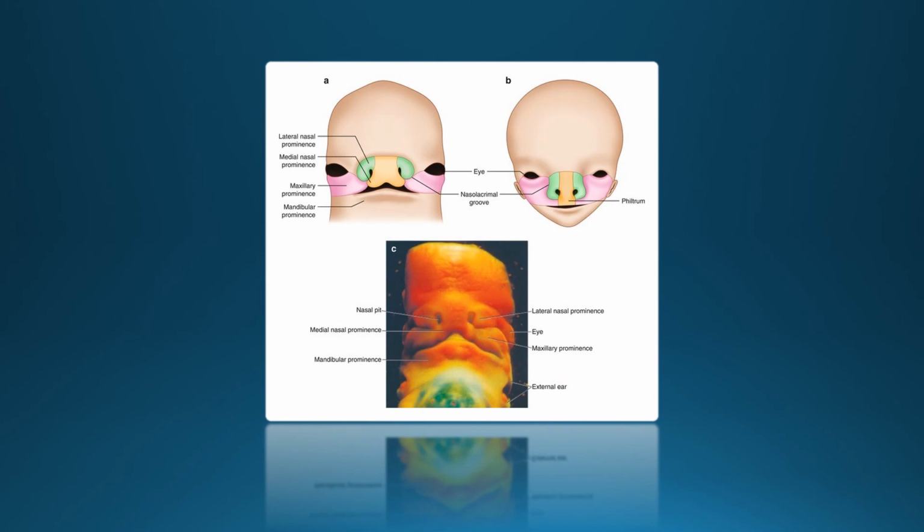Now we can see the formation of the mandibular prominence. We can see a pair of mandibular prominences. This is going to develop the lower lip and the lower mouth region. Below the oral fissure, it is bounded by the mandibular arch.